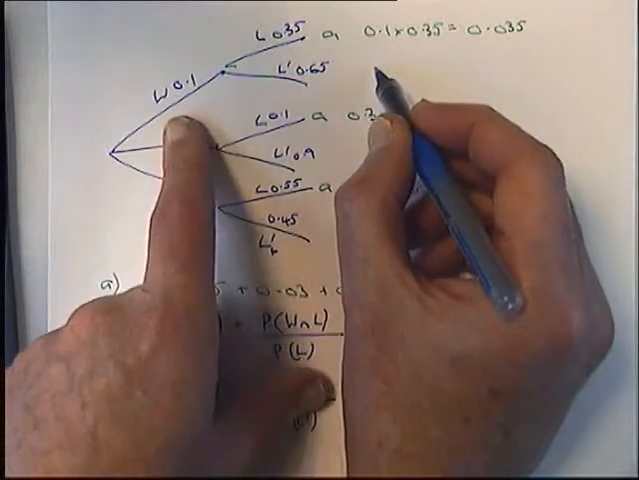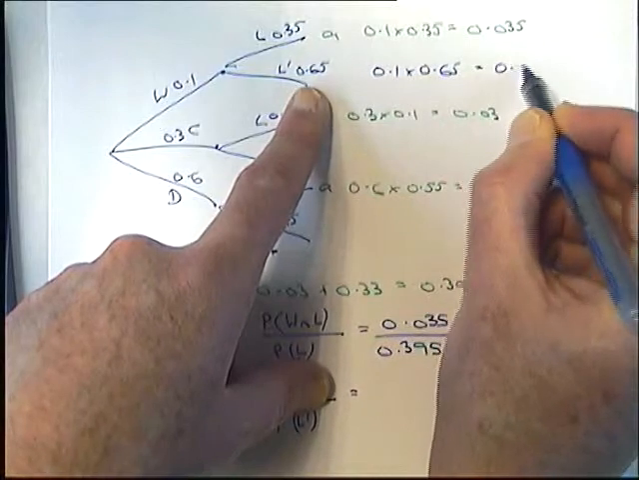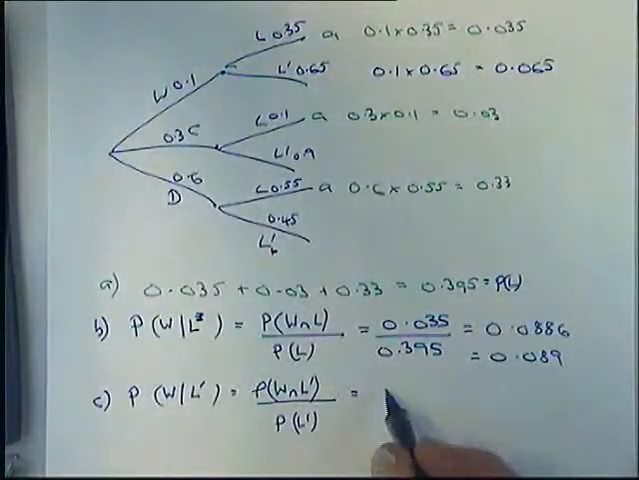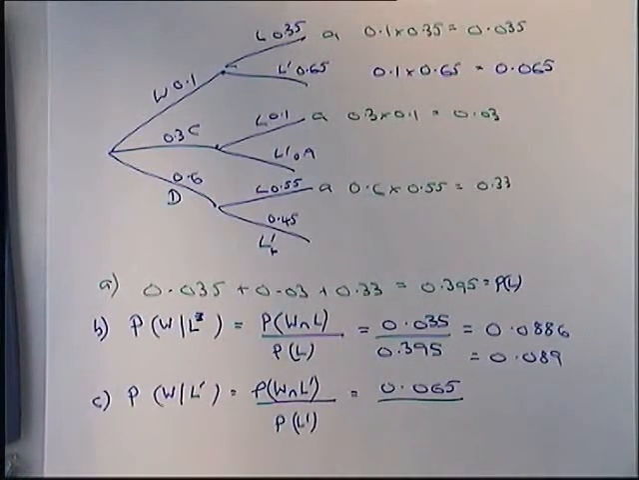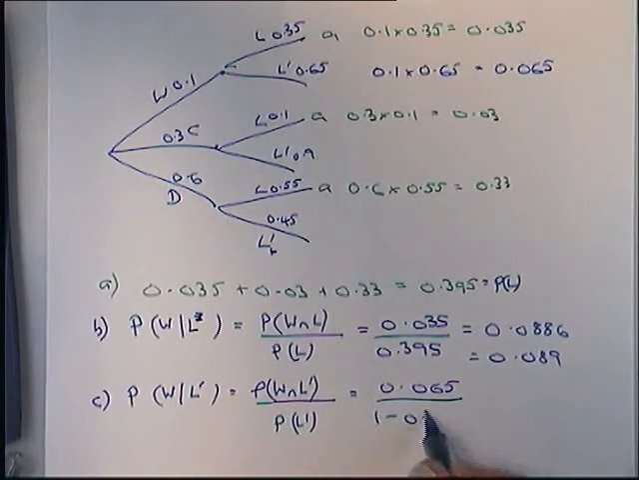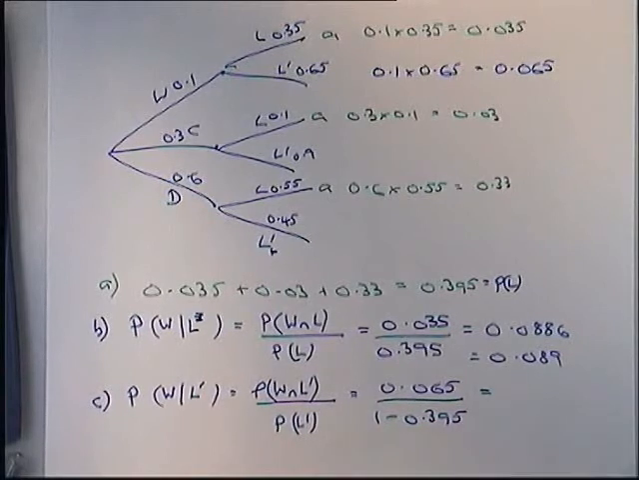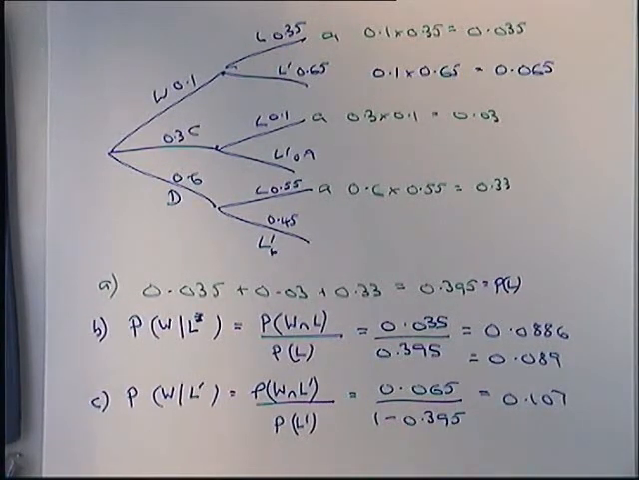So to get this probability, it's 0.1 times by 0.65, which is 0.065. And on the bottom, the probability of not being late. Have we got the probability of not being late anywhere? Probability of being late. Yeah, we know the probability of being late, so it's 1 minus that. And if you work that one out, you should get an answer of 0.107. Okay? Any questions, queries about that one before we move on? Okay.